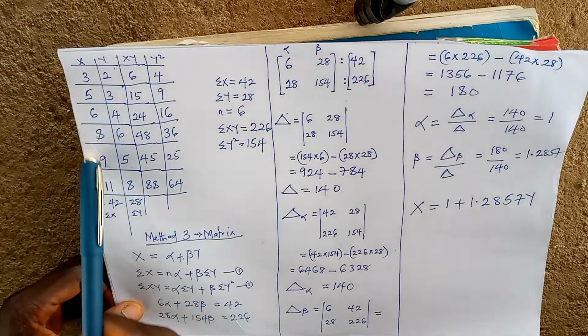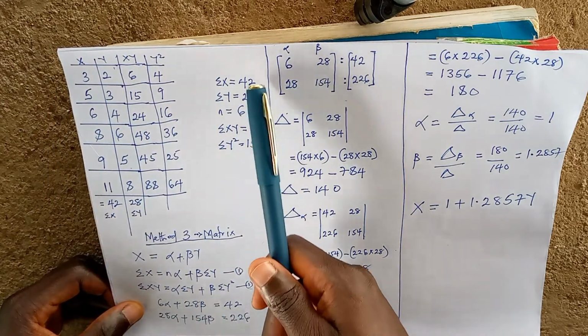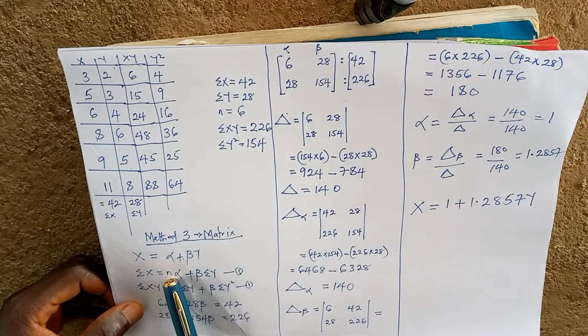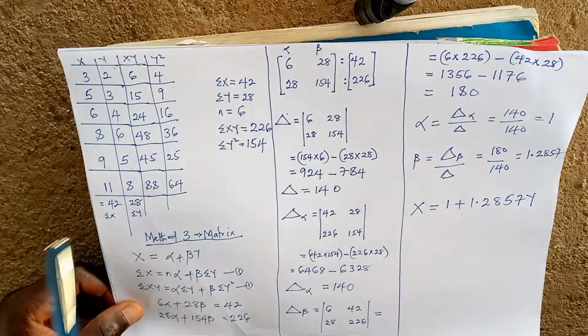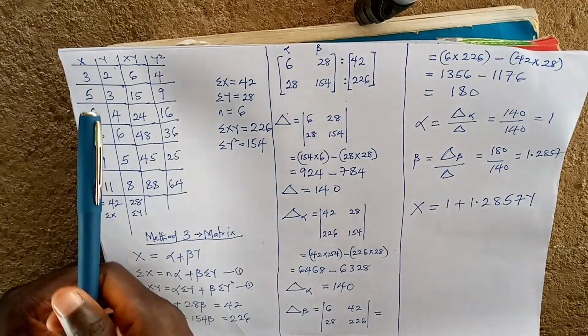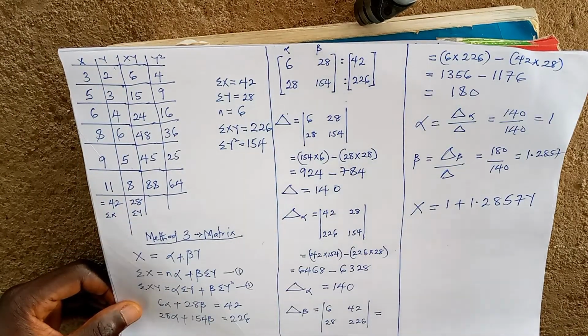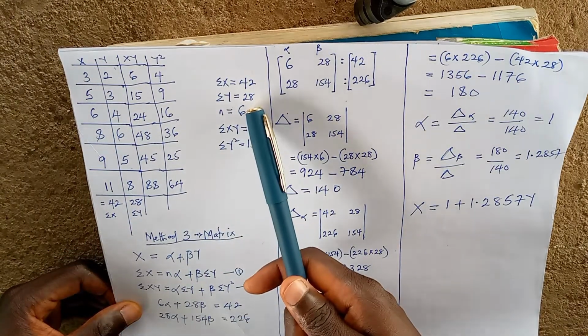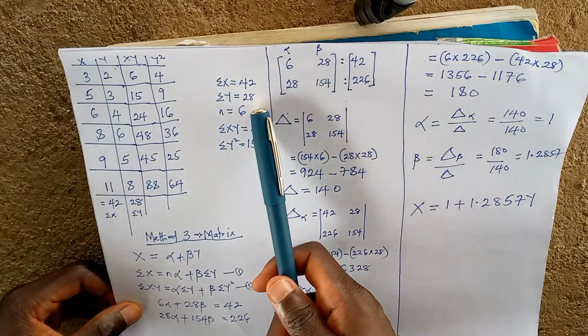We've gotten summation x to be 42. We need n, the number of observations, which is 6. Now we need summation y. Summation y is the addition of all the values in this column, and that gives us 28.